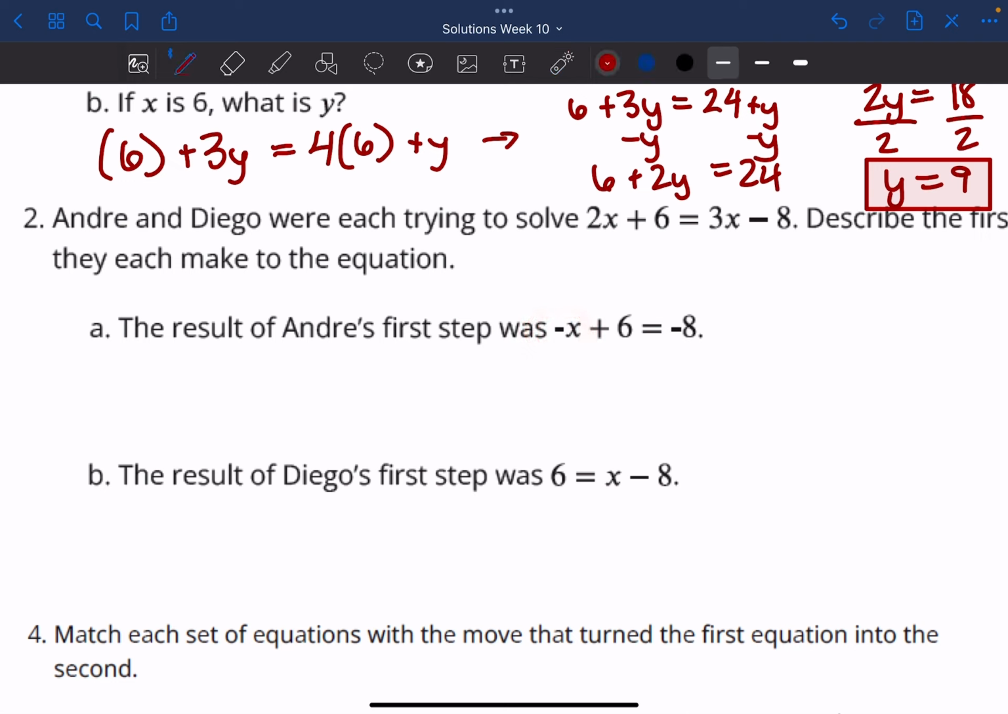So I will write out that Andre is subtracting 3x from both sides.